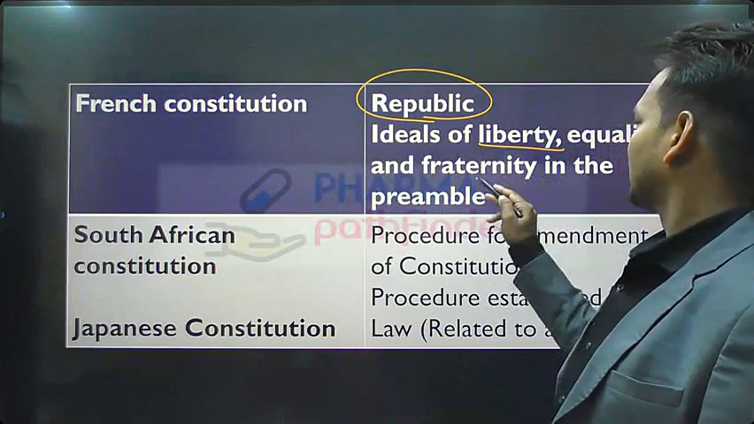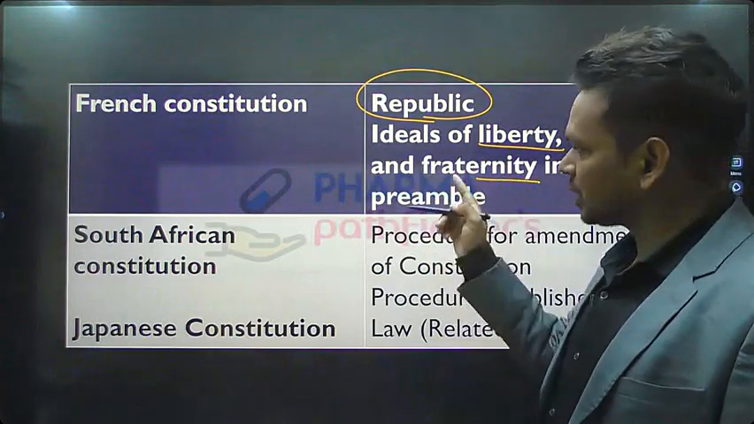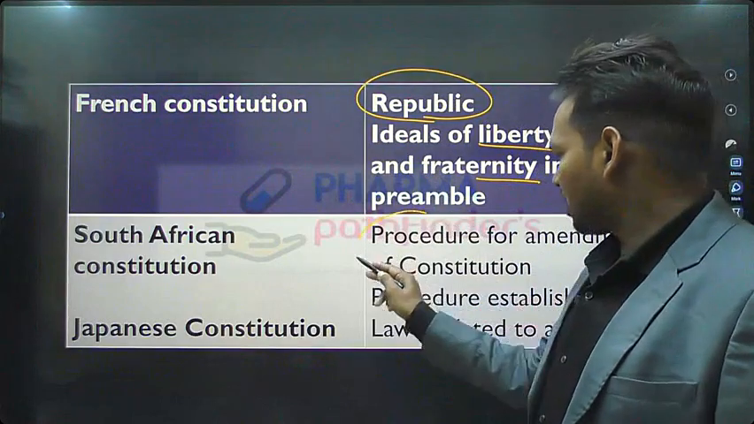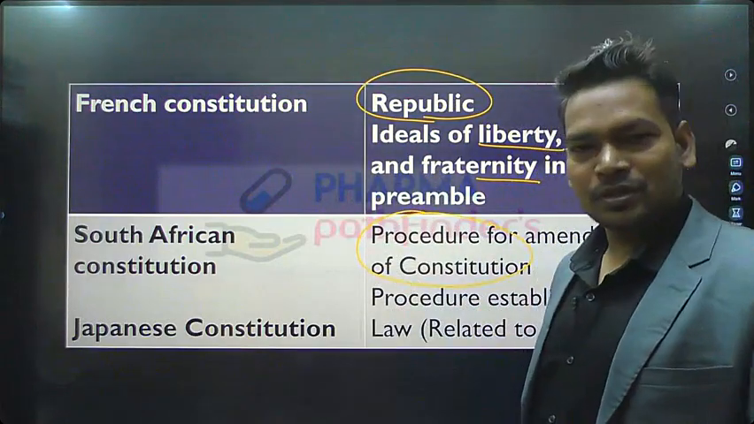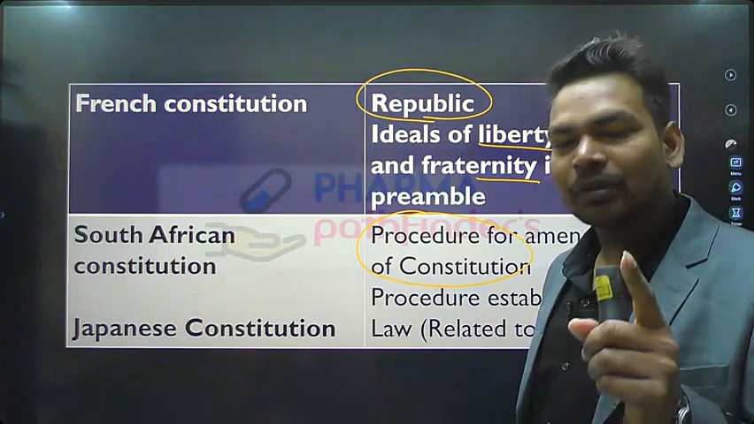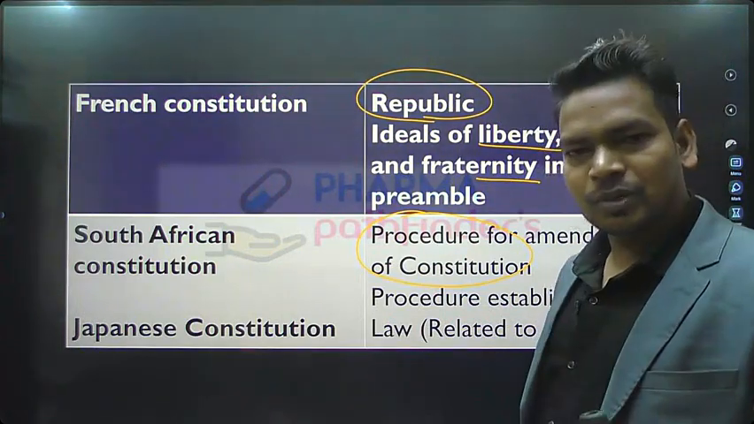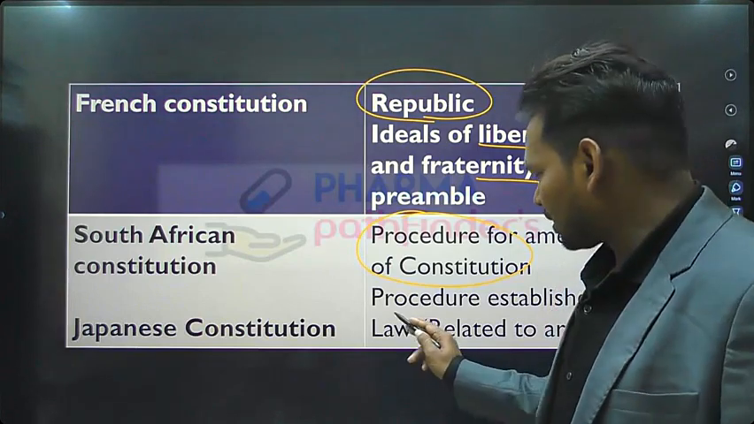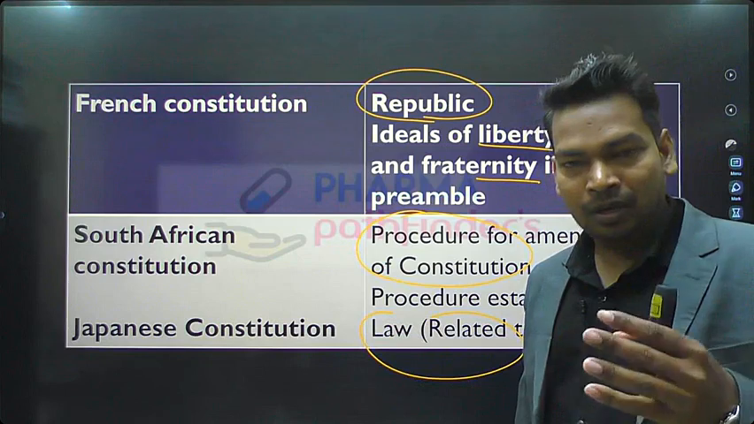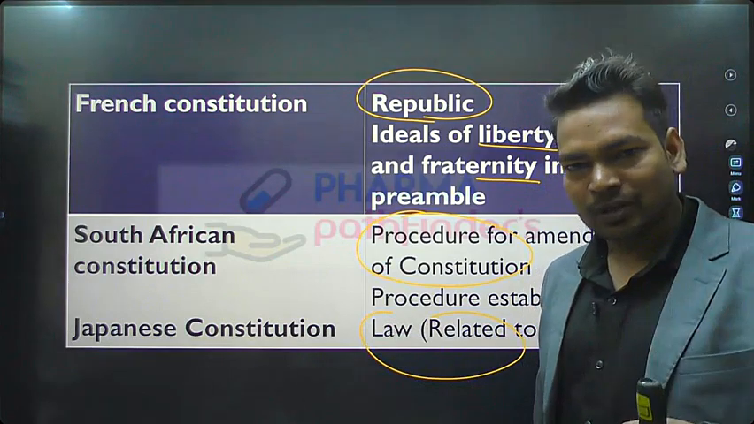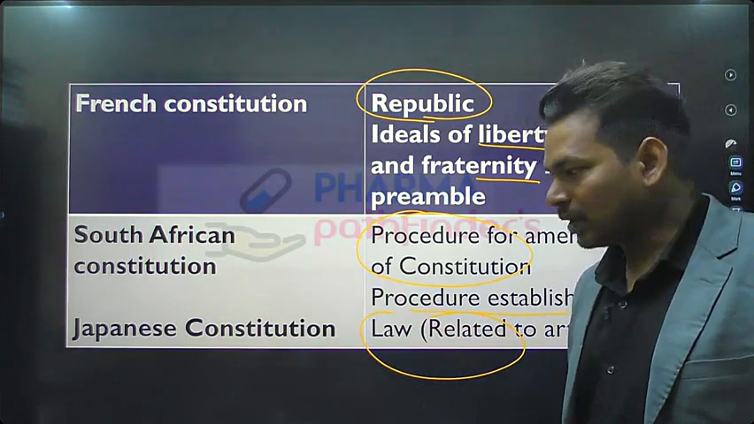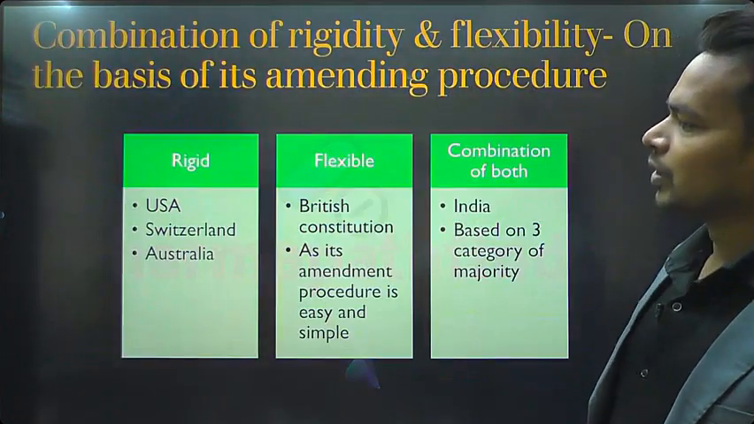The idea of liberty evolved after the French Revolution of 1789, so it has been taken from the French Revolution. Procedure of amendment of the Constitution: Parliament has the right to amend any part of the Constitution except the basic structure of the Constitution, which is defined by the judiciary. Japanese Constitution: procedure established by law. If you are involved in any criminal activity, there is a procedure that is going to be followed.